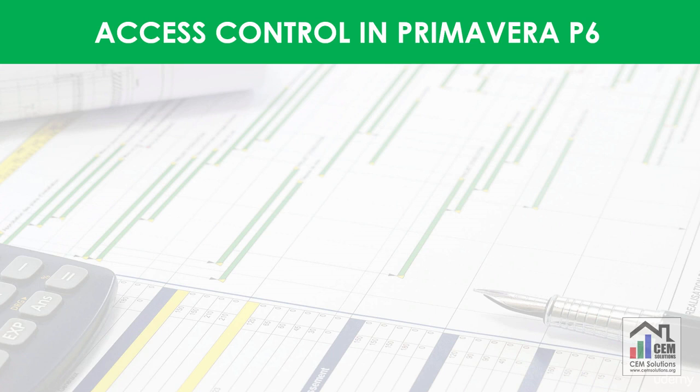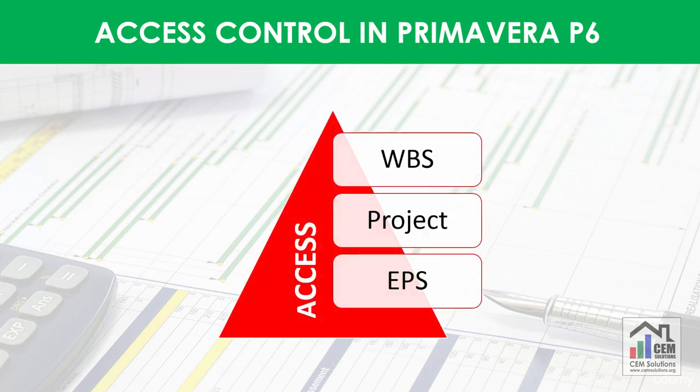One of the most important features of Primavera P6 software is its access control system. As multiple users are involved in planning and controlling of a project, it is important to define their responsibilities and give them access to their respective areas only. In Primavera P6, access can be controlled at 3 levels, which are EPS level, project level, and WBS level.